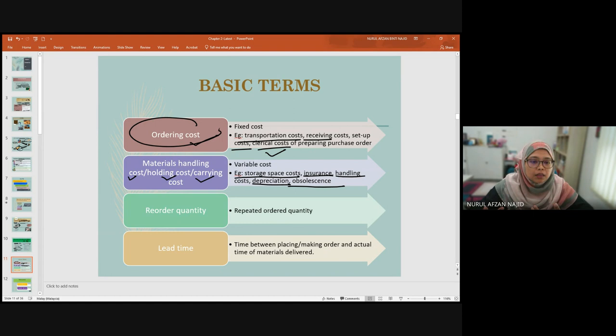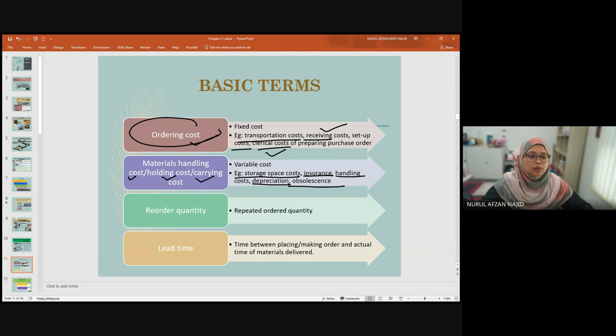Mungkin ada lagi contoh-contoh yang lain yang mana soalan itu dia akan letakkan, bukan yang ni, this is the ordering cost, no, macam tu. Dia mungkin akan bagi tahu insurans RM3.50, transportation RM4. So you need to calculate the EOQ. So which one is the ordering, which one the holding, macam tu.